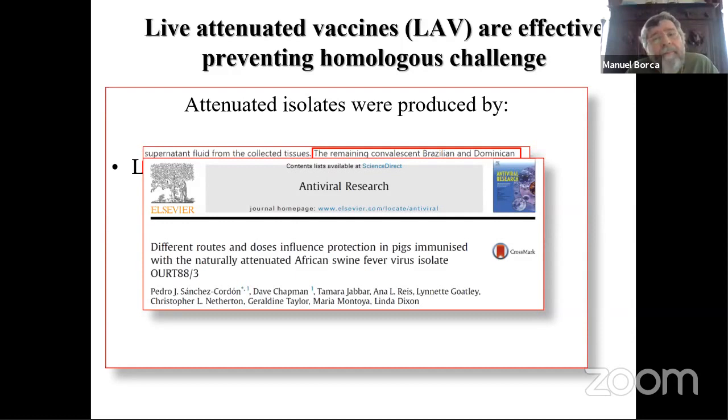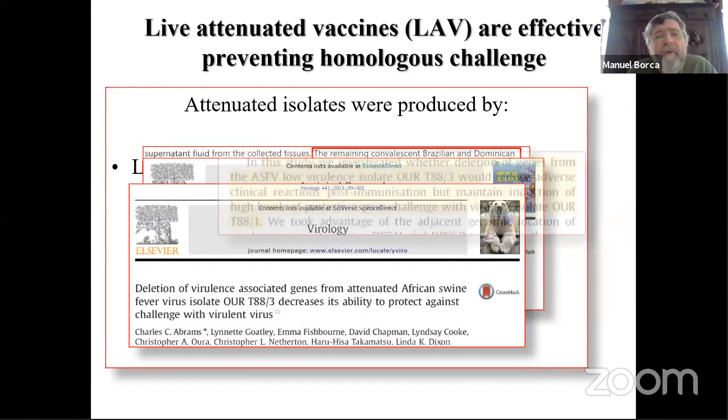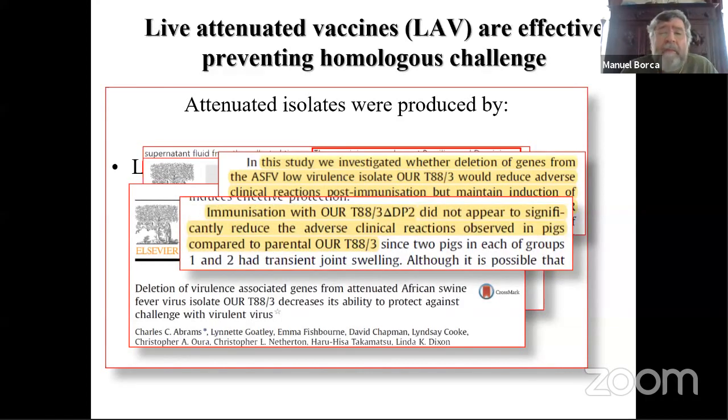called OURT88-1. The problem with this virus, like many other natural isolates, is that it still has some residual virulence. There has been work done, and I will refer to one from the group of Linda Dixon, where they tried to get rid of this residual virulence by deleting specific genes that have previously been described as involved in virulence. In the case of this paper, I'm talking specifically about two genes that were removed, which had been demonstrated before to attenuate a Spanish isolate. I'm talking about the removal of the NL and UK genes.